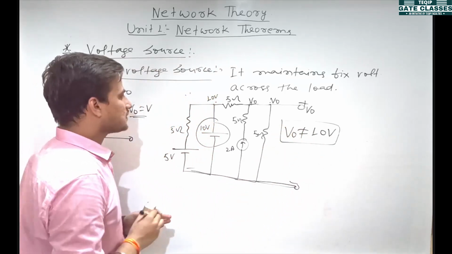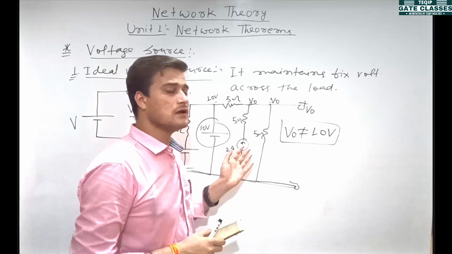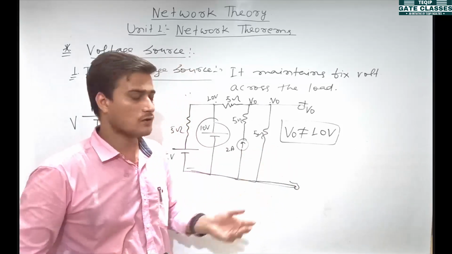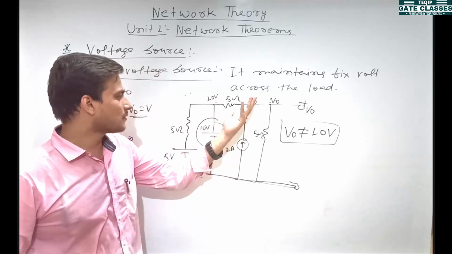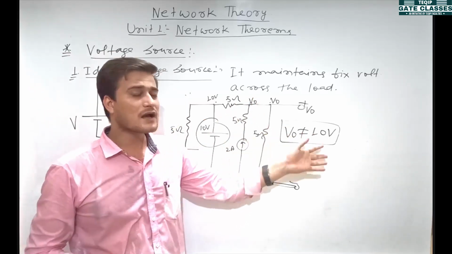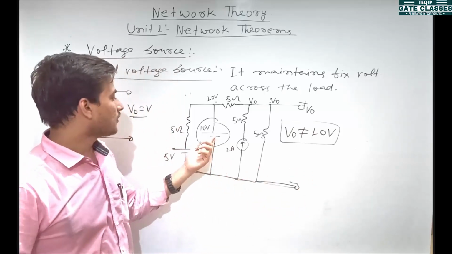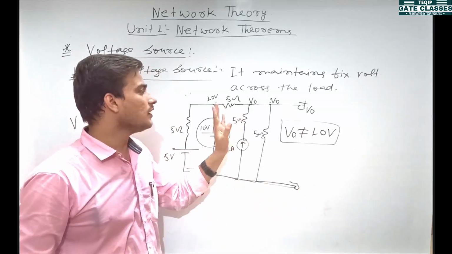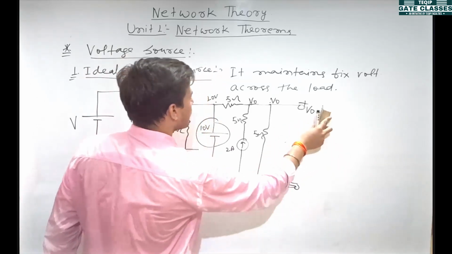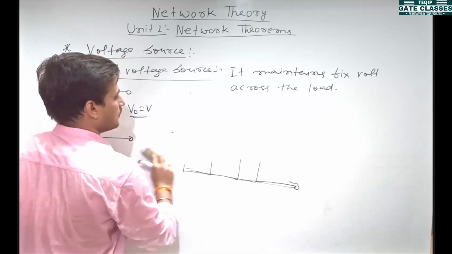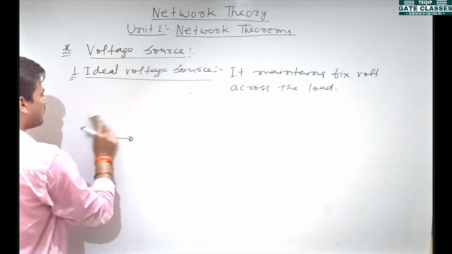But yes, you will have to do the numerical calculation for calculating the value of V0, and sometimes it may be possible that with some different conditions the value may come to 10 volt, but because of this one only it will not be 10 volt. Clear? So this is an ideal voltage source.